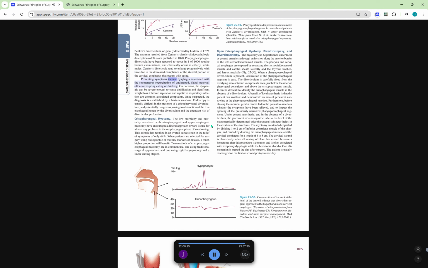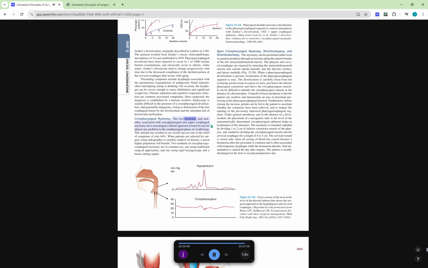Presenting symptoms include dysphagia associated with the spontaneous regurgitation of undigested bland material, often interrupting eating or drinking. On occasion, the dysphagia can be severe enough to cause debilitation and significant weight loss. Chronic aspiration and repetitive respiratory infection are common associated complaints. Once suspected, the diagnosis is established by barium swallow. Endoscopy is usually difficult in the presence of a cricopharyngeal diverticulum and potentially dangerous. Owing to obstruction of the true esophageal lumen by the diverticulum and the attendant risk of diverticular perforation, cricopharyngeal myotomy.